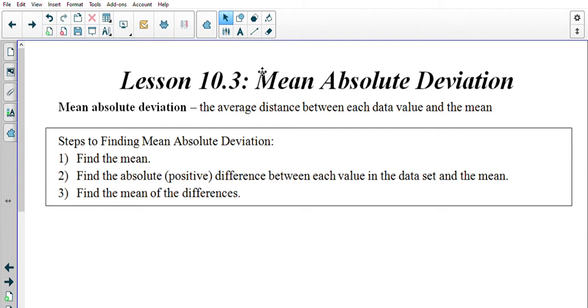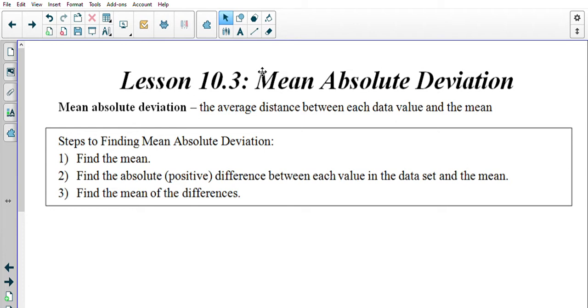Mean absolute deviation is the average distance between each data value and the mean. So we have the word mean involved with mean absolute deviation because we're looking at the average distance between each number in the set and the mean. So that's why we use the word mean. Absolute means we're going to be looking at essentially some absolute values. We're going to be looking at positive differences.